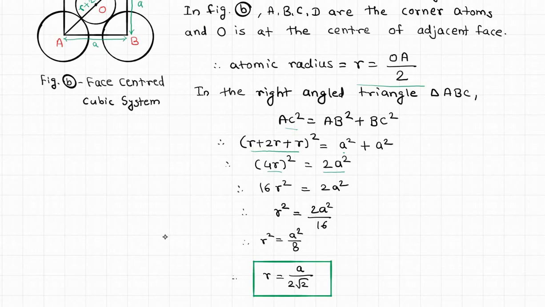Here 16 will go to the other side. Therefore, R square is equal to 2A square divided by 16. 2 8s are 16. Therefore, R square is equal to A square divided by 8. Taking square root on both sides, R is equal to square root of A square, which is A, and square root of 8 is 2 root 2. Therefore, in FCC crystal structure, the atomic radius is A divided by 2 root 2.